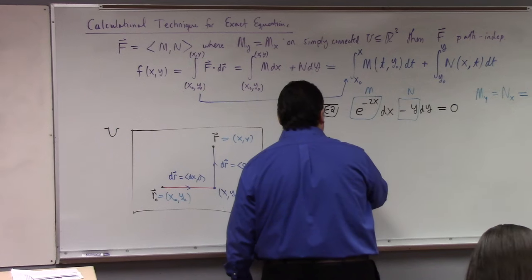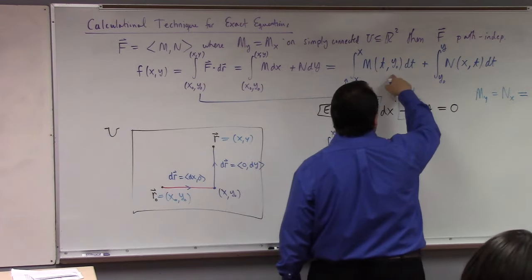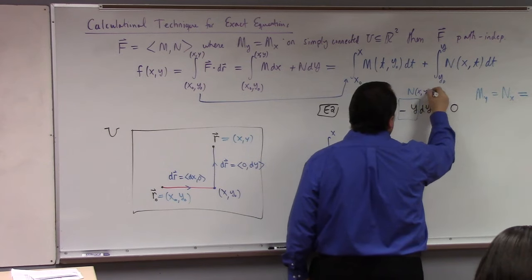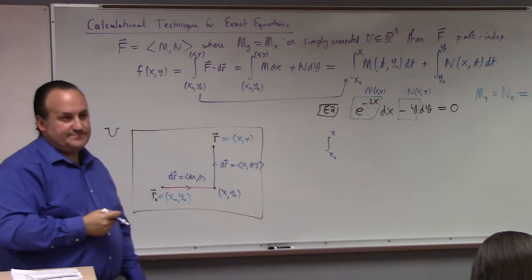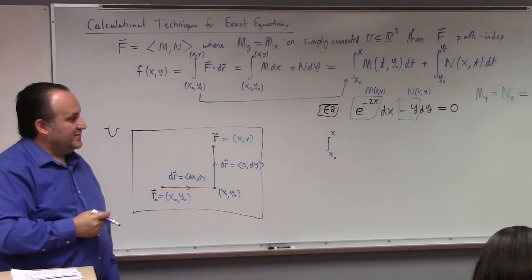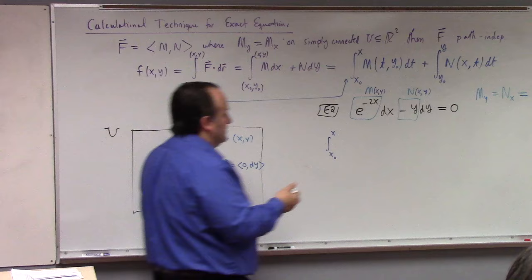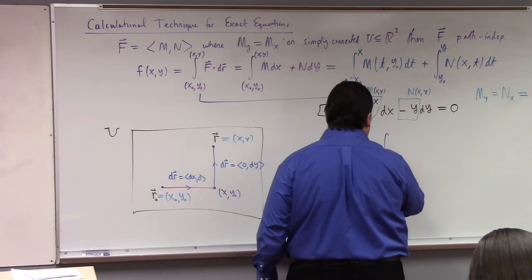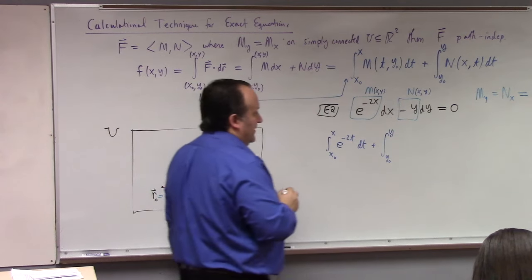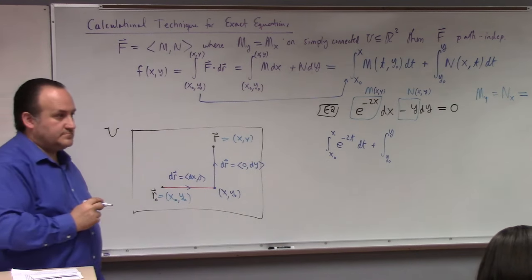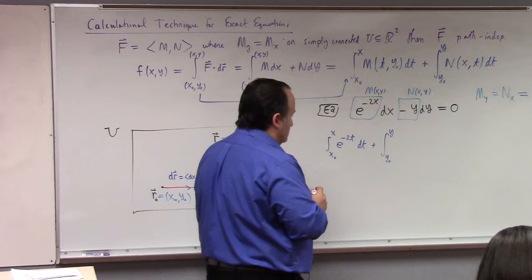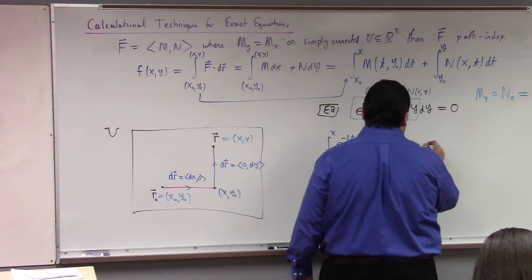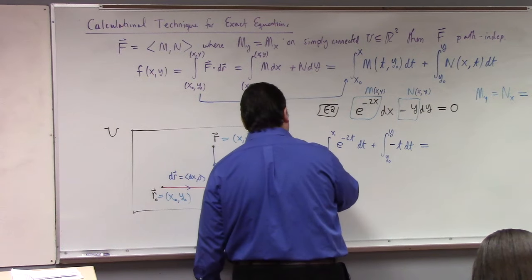So if we integrate from x naught to x, I want M of t comma y naught. What's that look like here? See, this right here is M of x comma y. This is N of x comma y, okay? So what is M of t comma y naught? The y naught does nothing, and we just have e to the minus 2t dt plus the integral from y naught to y, my N is what? Minus t dt. All right, and this is all my formula for F of x comma y.